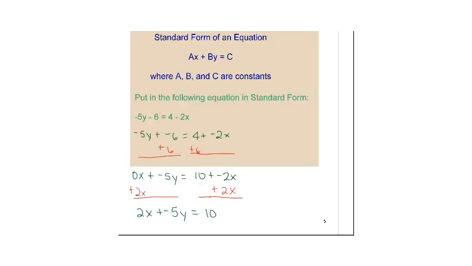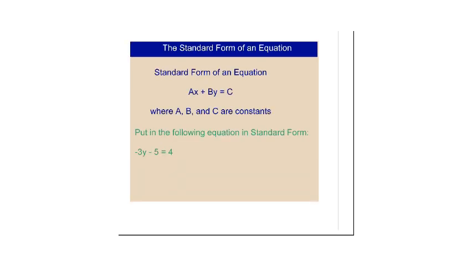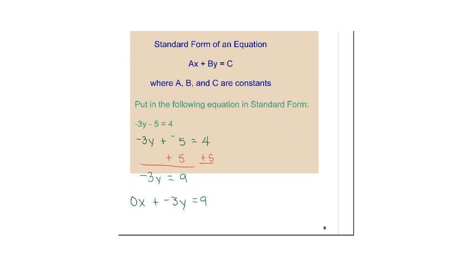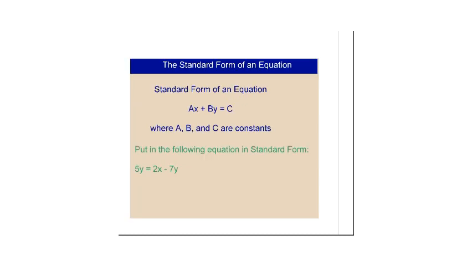Try this one. Again, we're trying to get all the x's and y's on the left-hand side and all the constants on the right-hand side. So in this case, we had to add a constant to both sides as well as 2x to both sides. And we end up with 2x plus negative 5y equals 10. Try the next equation. Once you put this in standard form, you realize that the term with the x is missing, which means there's an understood 0 as its coefficient. That's why it's not there. So in standard form, this equation is 0x plus negative 3y equals 9.